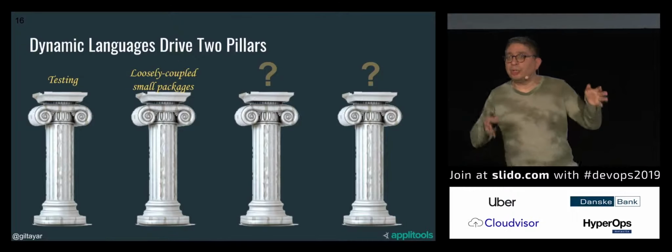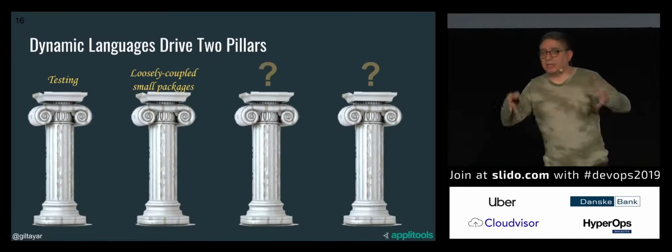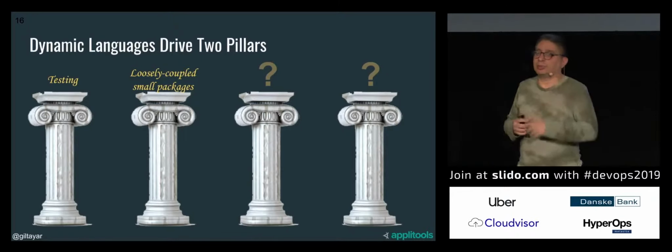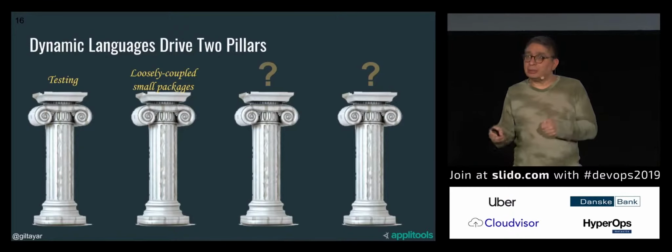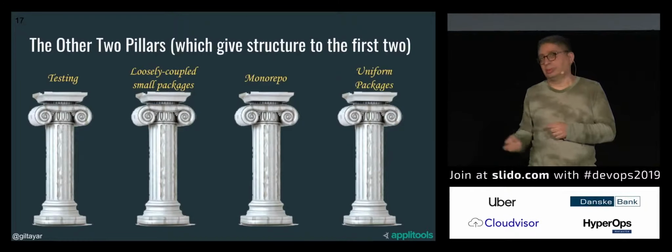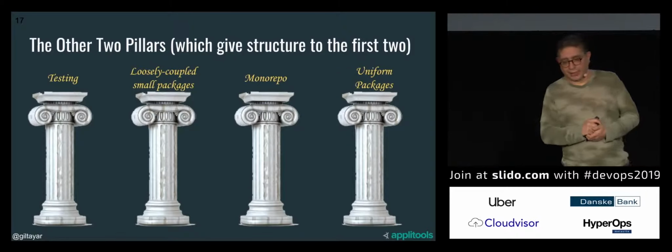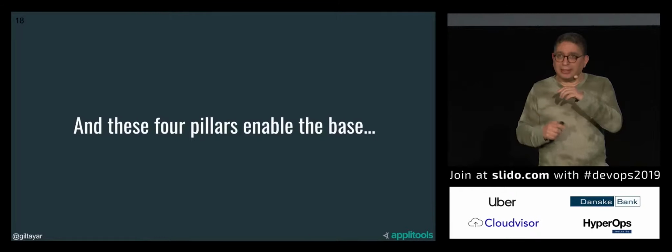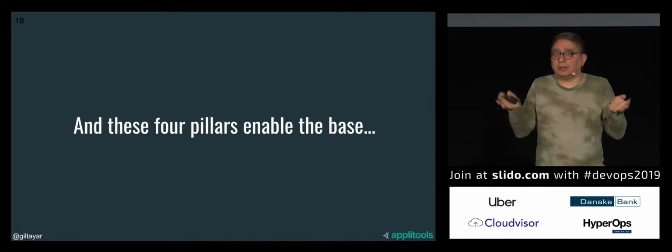And those are 2 pillars of the philosophy behind the structure of our microservice projects: testing and loosely coupled small packages. The next 2 pillars are there to help the other 2. It's mono-repos, where all the code is in one repo, and uniform packages. We'll talk about that later. And these 4 pillars enable the base.